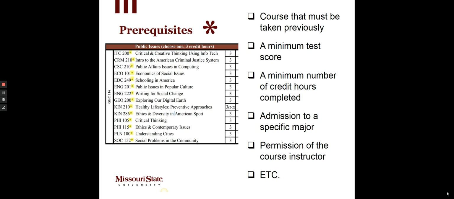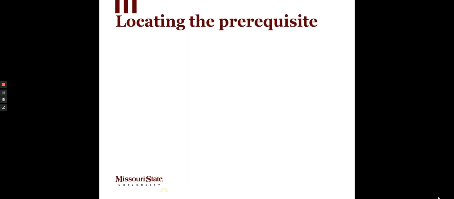It can mean that a course had to have been taken prior to the current course that you're looking at. Or it could mean there's a minimum test score required to take that class, a minimum number of credit hours required to take that class. You might have to be admitted to a specific major, or the course might require permission of an instructor, or a variety of other things. So when you see an asterisk on the general education page, check out those prerequisites.